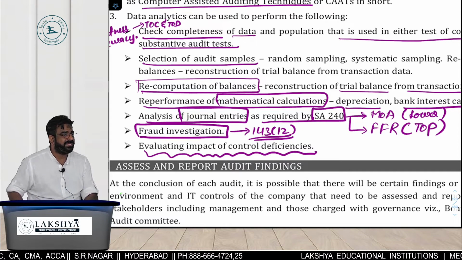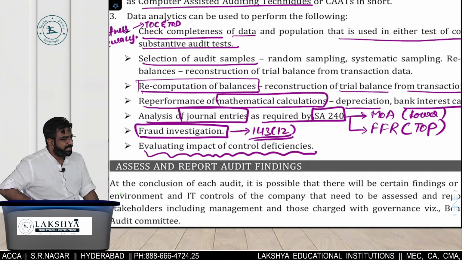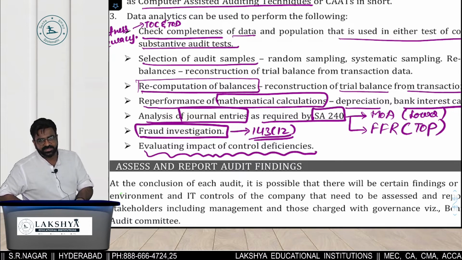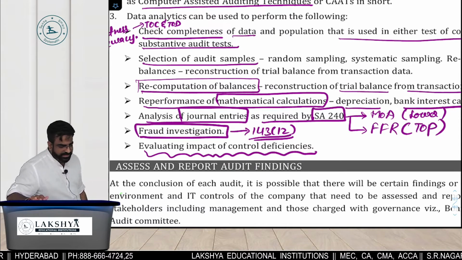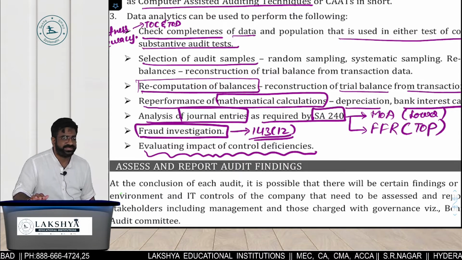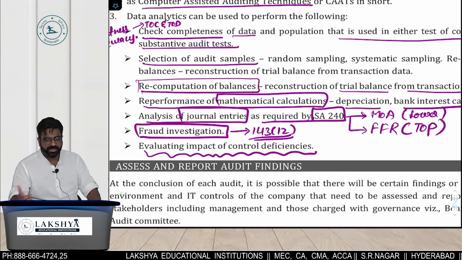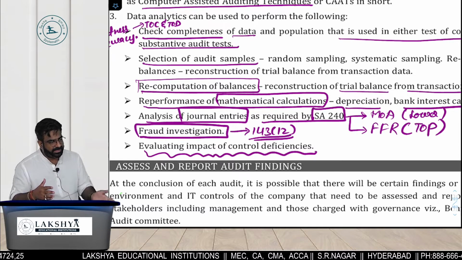Completion, completeness and accuracy of TOD and TOC data, sample size, recomputation, reperformance, evaluation of control deficiencies, and before that, fraud: investigation and analysis of which entries? Journal entries, as required by SA 240. Simple. That is called what? Uses of IT software? Data mining or data analytics.